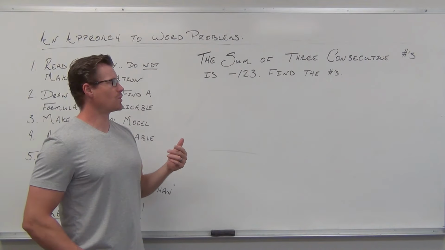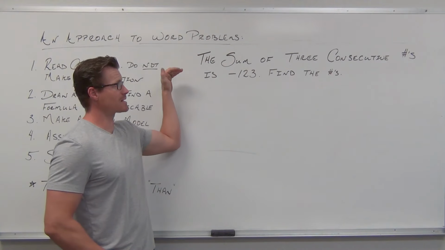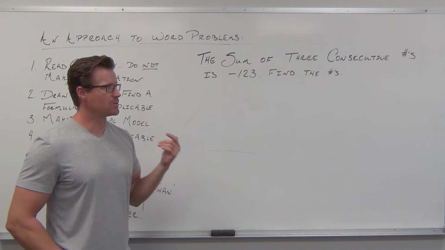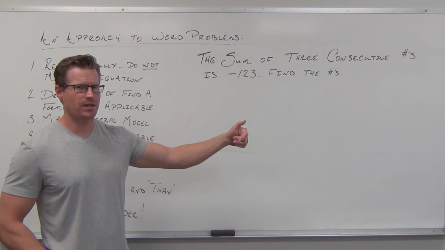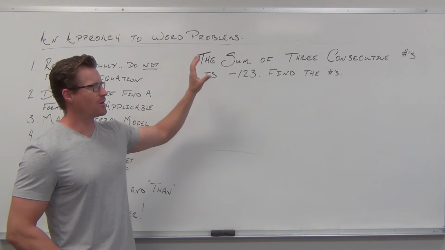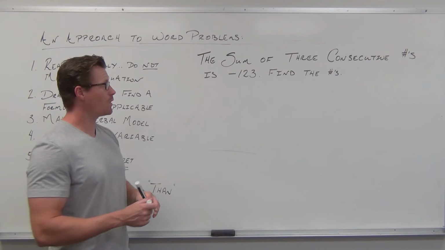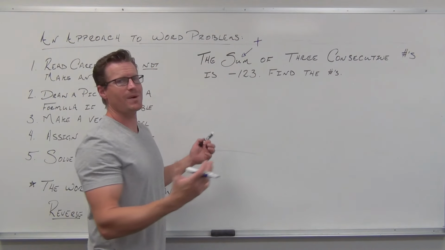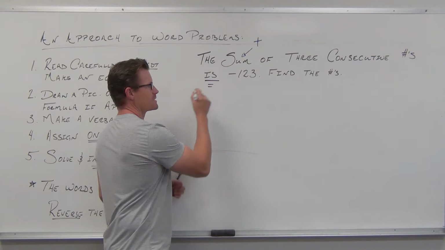So I'm looking at the word sum. So I know right now I'm adding. That's a big deal. In fact, as in the last lesson, you can underline that and put a plus. The sum of three, so how many numbers? Okay, we're dealing with three consecutive numbers. I'm adding three numbers. The word consecutive, we're going to have to deal with that in a bit. So the sum of three consecutive numbers is negative 123. I know I'm adding. I know I have three numbers. Consecutive, we'll have to deal with that. Is, I know that means equals.